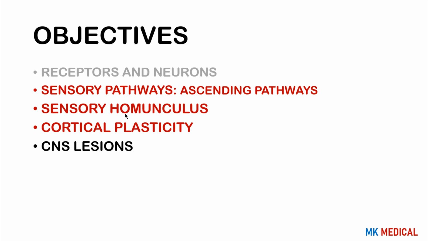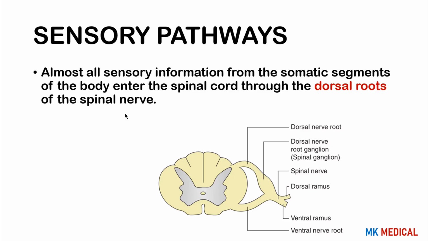So we shall continue by talking about the somatosensory system. Remember that almost all the sensory information coming from the somatic segments of the body is going to be entering through the spinal cord, through what is referred to as a dorsal nerve root.